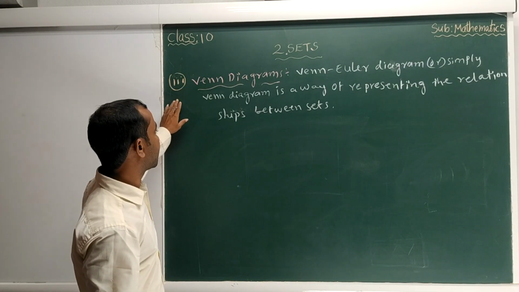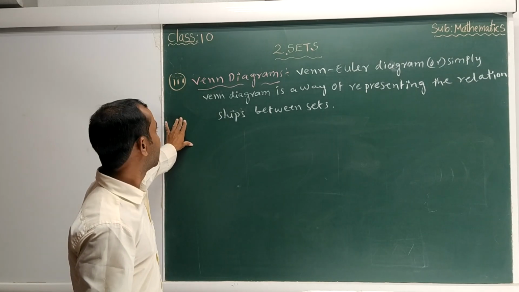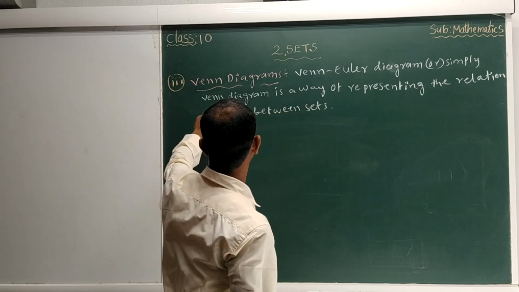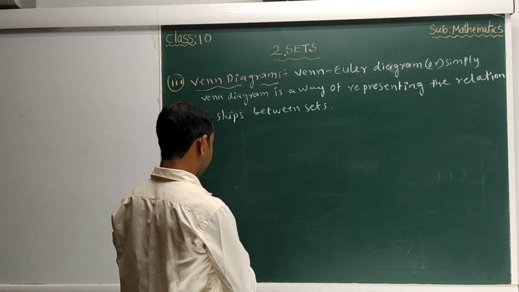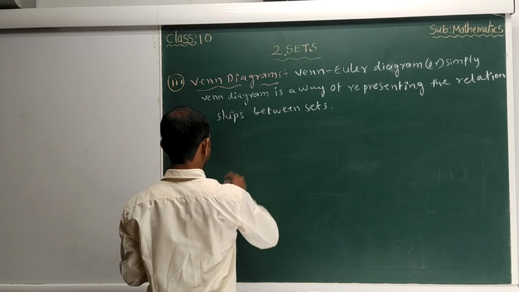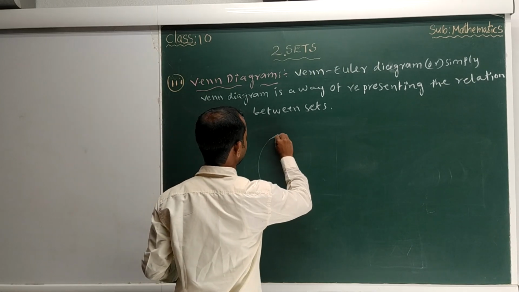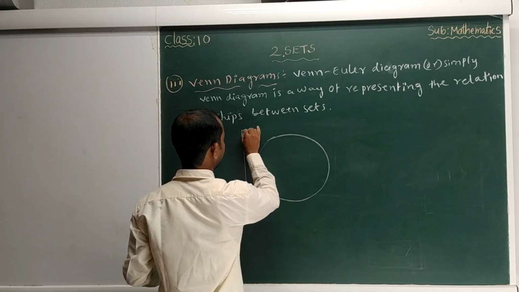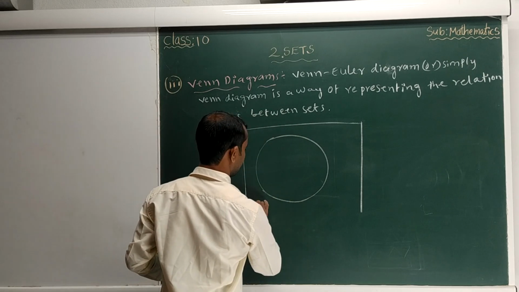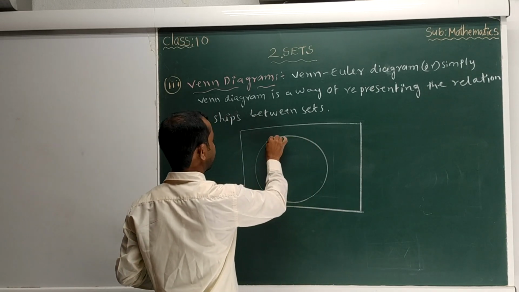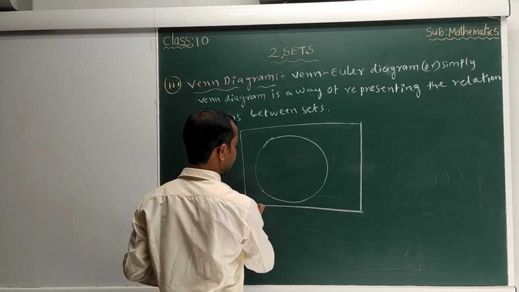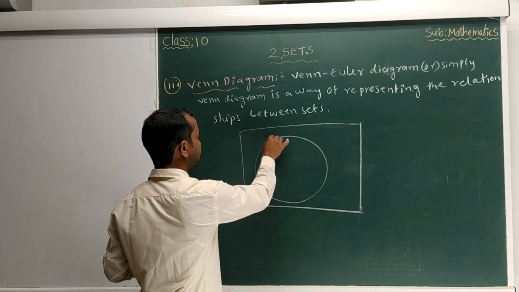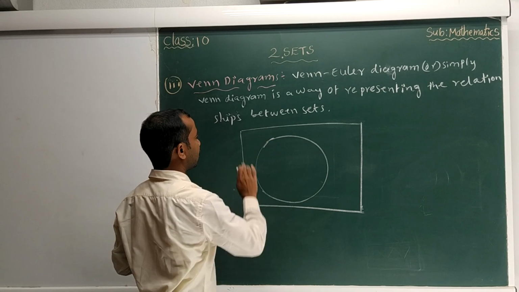Sets are represented by roster form and set builder form. The third one is the Venn diagram, or simply Venn diagrams. Venn diagrams generally use circles or rectangles. A circle is one Venn diagram, and a rectangle is also one Venn diagram. So Venn diagrams are represented by circles or rectangles.